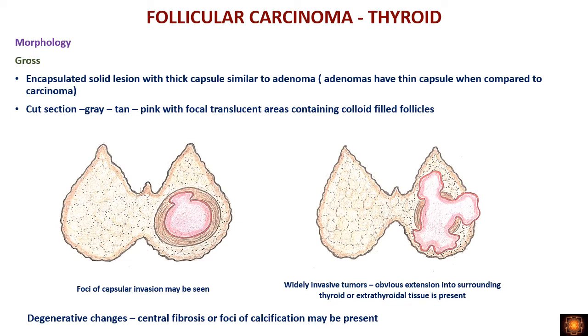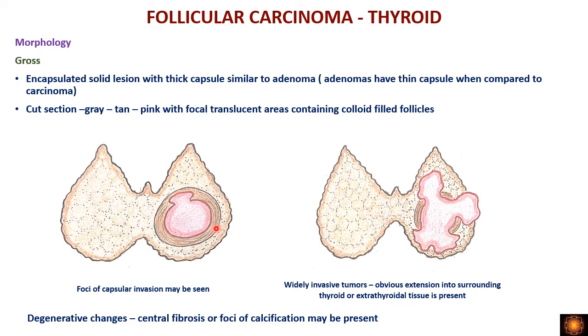Now when we see the morphology, grossly it presents as an encapsulated lesion, like what we see in the adenomas. The adenomas also present as encapsulated masses. So when we see the cut section, this also presents as an encapsulated lesion. The difference is adenomas will have a thin capsule when compared to the carcinomas. Usually in other organs, adenomas will have a nice capsule, but in the case of the thyroid, if the capsule is thick, then we should suspect that it can be carcinoma.